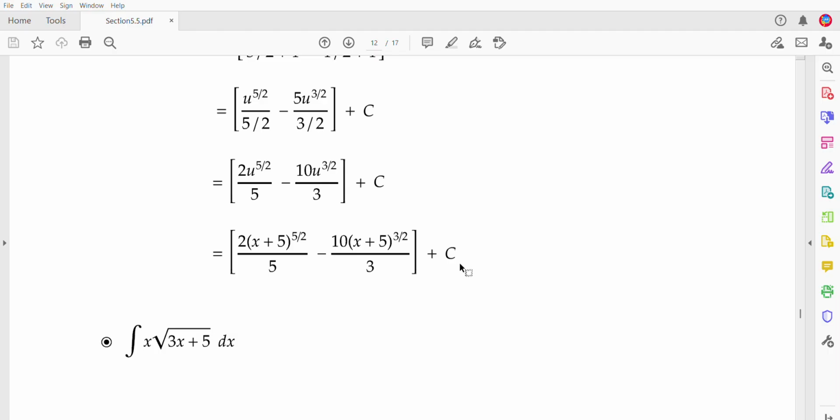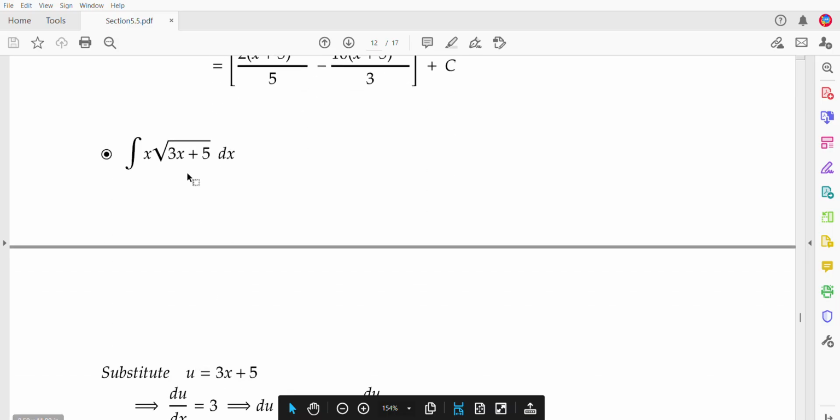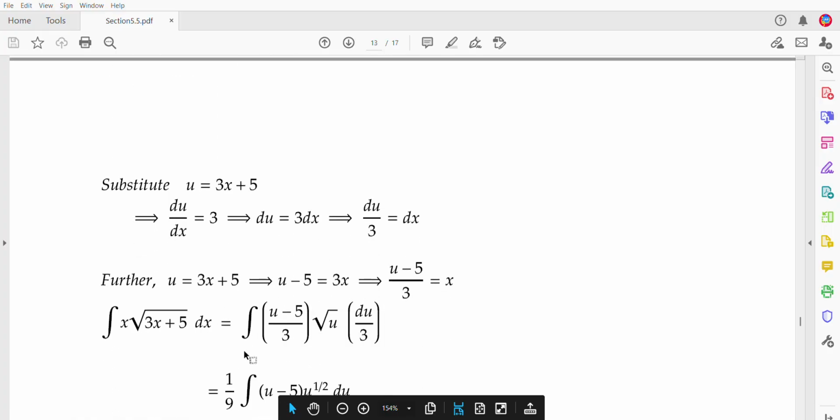A similar question: integral x square root of 3x plus 5. Well, same story, same approach. Call 3x plus 5 u. Then the derivative of u is simply 3. So du is 3 dx, cross multiplying. dx is du over 3. u is 3x plus 5.